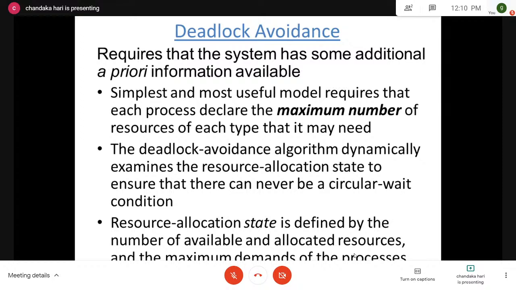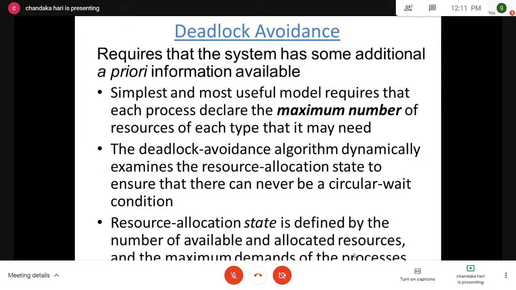That implies, in order to practically implement a deadlock avoidance technique, the operating system should have additional prior information relating to each process: the maximum number of resources required by each and every process, and the set of resources required at what moment of time. It should be known to your operating system, so that it allocates the resources in such a way that the system will never end up in a deadlock situation. That is the first one.